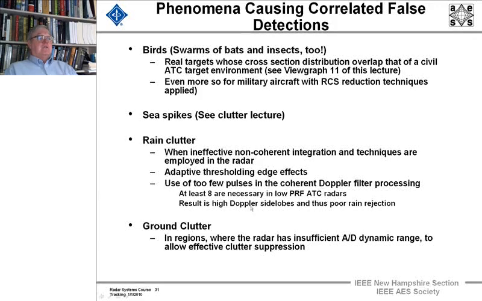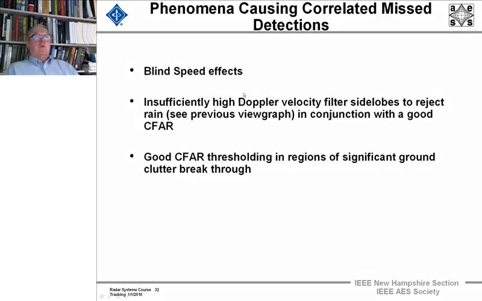The result is high Doppler side lobes and thus poor rain rejection. A ground clutter, or if you have SFARs that rise up enough, you won't see targets. But this is only phenomena dealing with false detections. A ground clutter in regions where the A to D has insufficient dynamic range to allow effective clutter suppression. Now we go to the problem of missed detections. We can have blind speed effects.